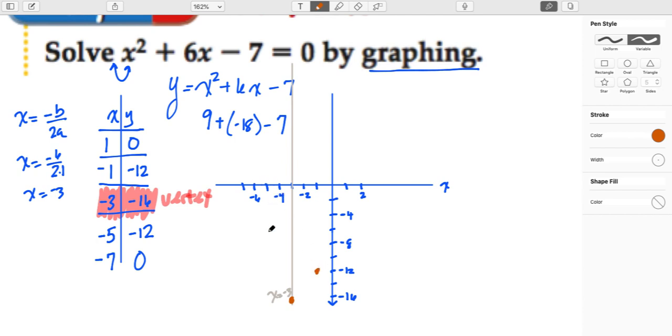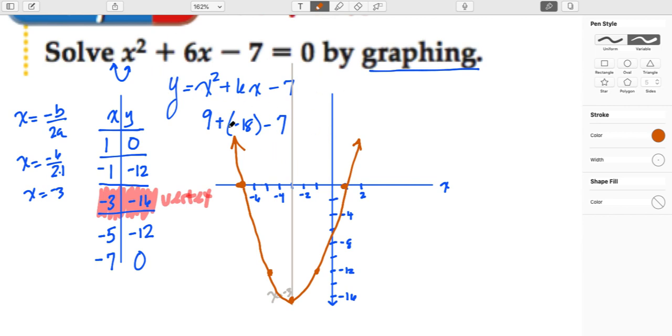And let's go ahead and exploit symmetry. At negative 5, I'll also be at negative 12. So let's go to positive 1, 0, that's here. And at negative 7, we're at 0 as well. And you can see how beautiful that looks. And so here, we've done the job. We've drawn the graph. The graph is gorgeous. We're feeling good. But how does this solve the equation?